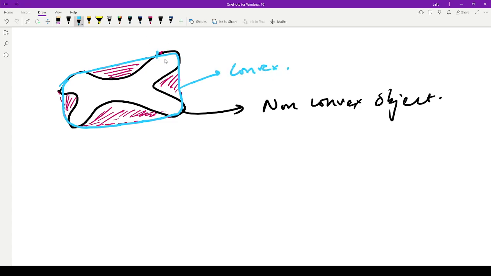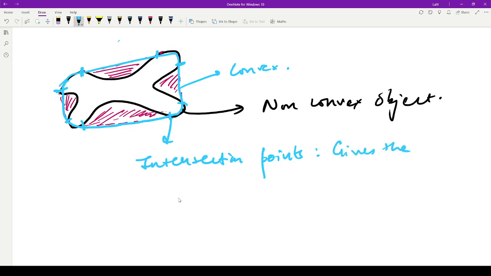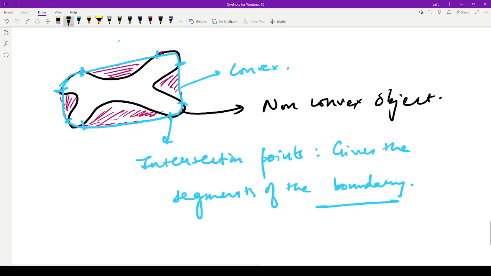The point is it would intersect at some points with the original boundary. These intersection points give the segments of the boundary. So that's where it's very useful to get the convex hull of a given object.